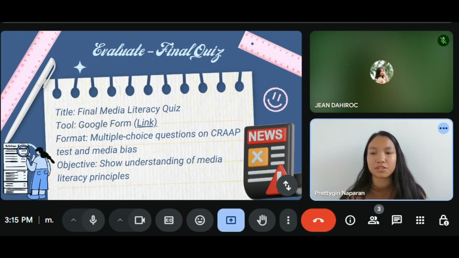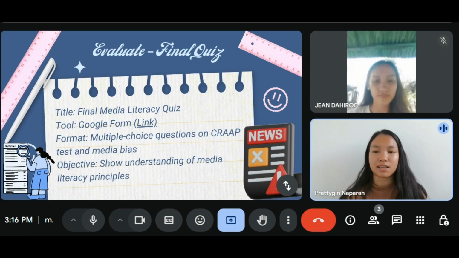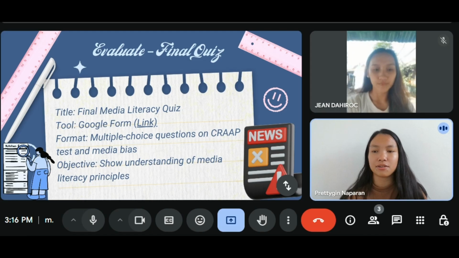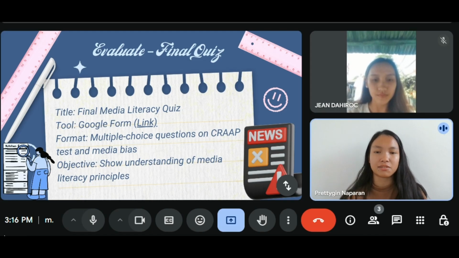Next is to check for understanding. Students will take a short Google Forms quiz covering media bias and the CRAAP test. This will provide immediate feedback on how well they grasp the key concepts. It also helps the teacher identify areas for review or enrichment.